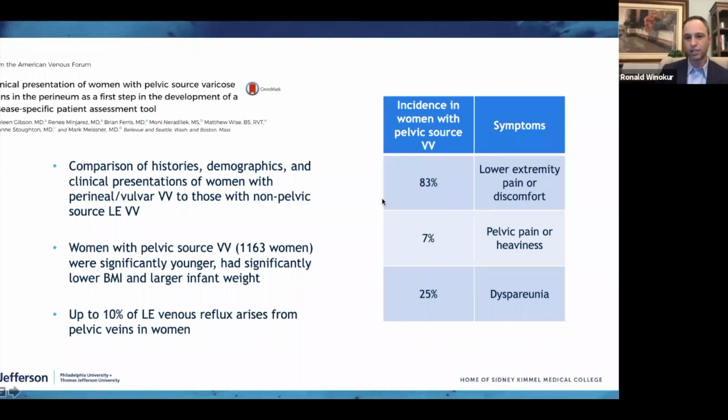And then what's interesting was the incidence based on symptoms. So if you look at this patient population, only 7% of them had pelvic pain or heaviness, but a quarter of them had dyspareunia. So again, that's why it's important to ask the question about postcoital pain. Even if it is uncomfortable for you or the patient, it's important to ask these questions to best diagnose what's going on in those patients.